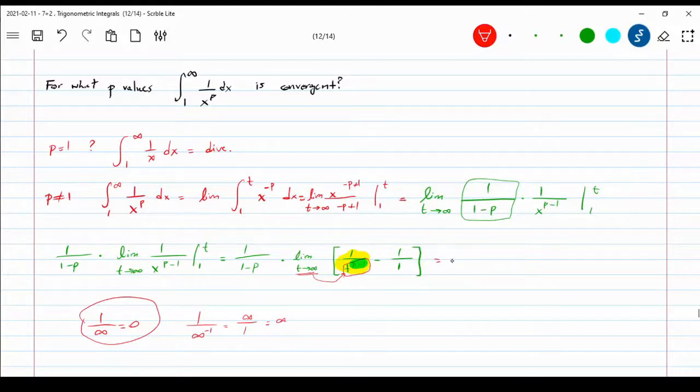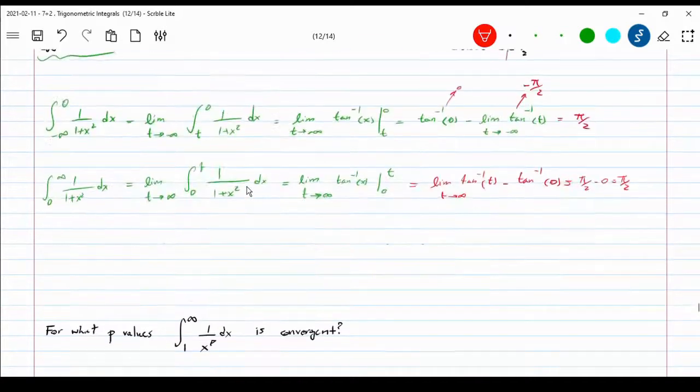So if we want this to be finite, what you need is for this fraction to be 0. And how do you make that fraction 0? By letting p be greater than 1. If p is greater than 1, then this fraction is simply 0. As the limit approaches infinity, you would have 1 divided by infinity, and this results in simply 0, leaving -1.